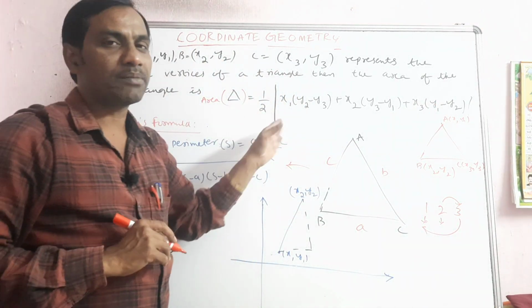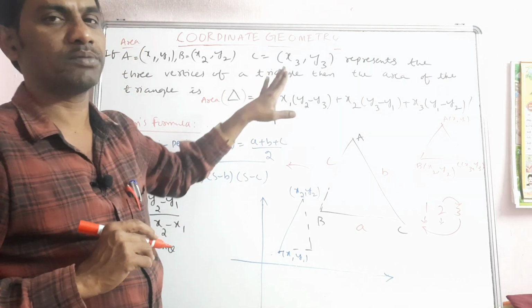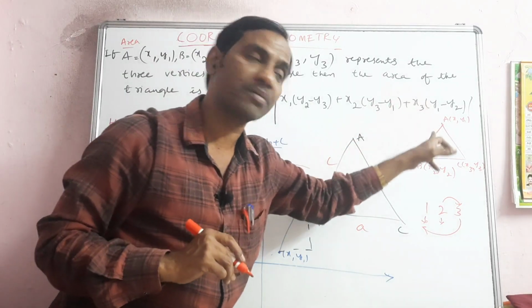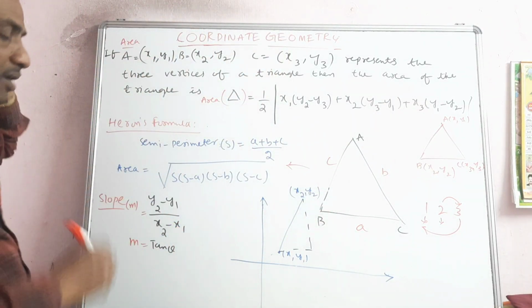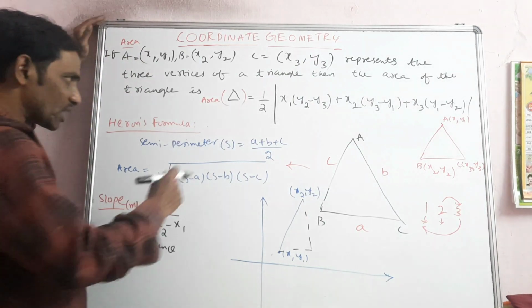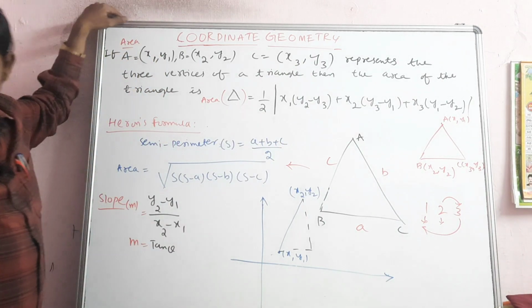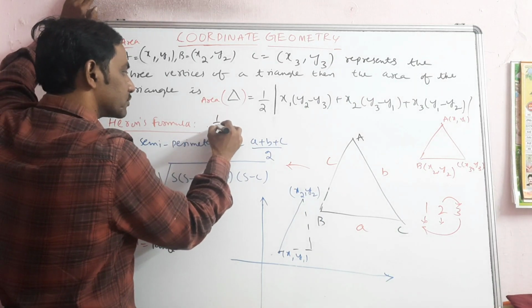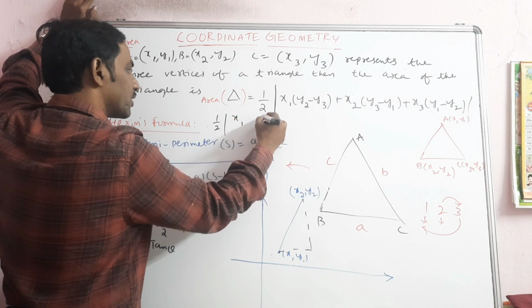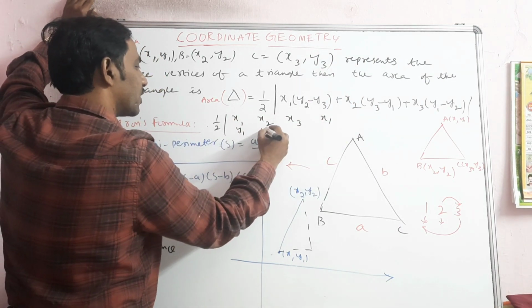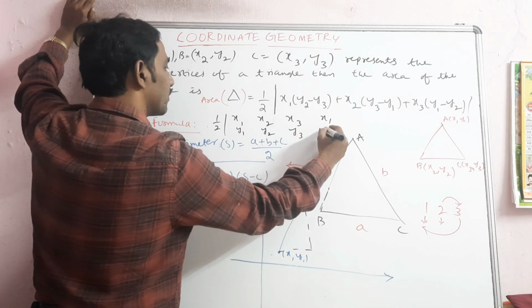So the formula is half into x1 into y2 minus y3, x2 into y3 minus y1, and x3 into y1 minus y2. That you remember. Otherwise there is another method also. If you cannot remember this formula, I will tell you a trick. You write half, first x1, x2, x3, and then again x1, and then y1, y2, y3, and again y1.